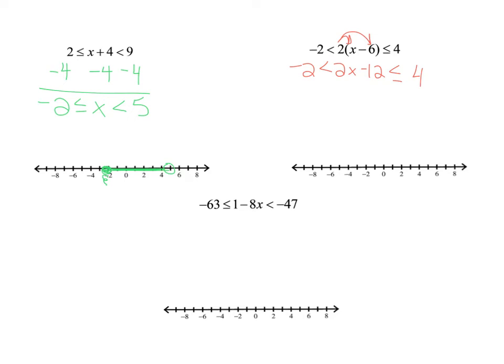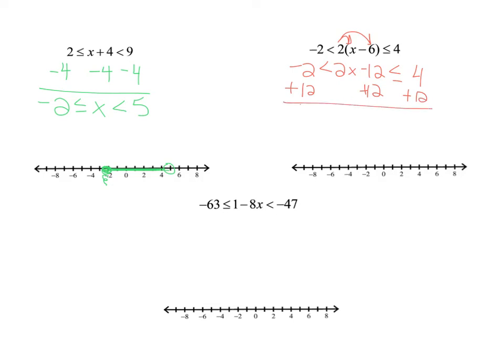I go back to the middle. You always focus on the middle. I'm trying to isolate x. So the first thing I've got to do is add 12, and I have to add it to all 3 parts, the far left, the middle, and the far right.